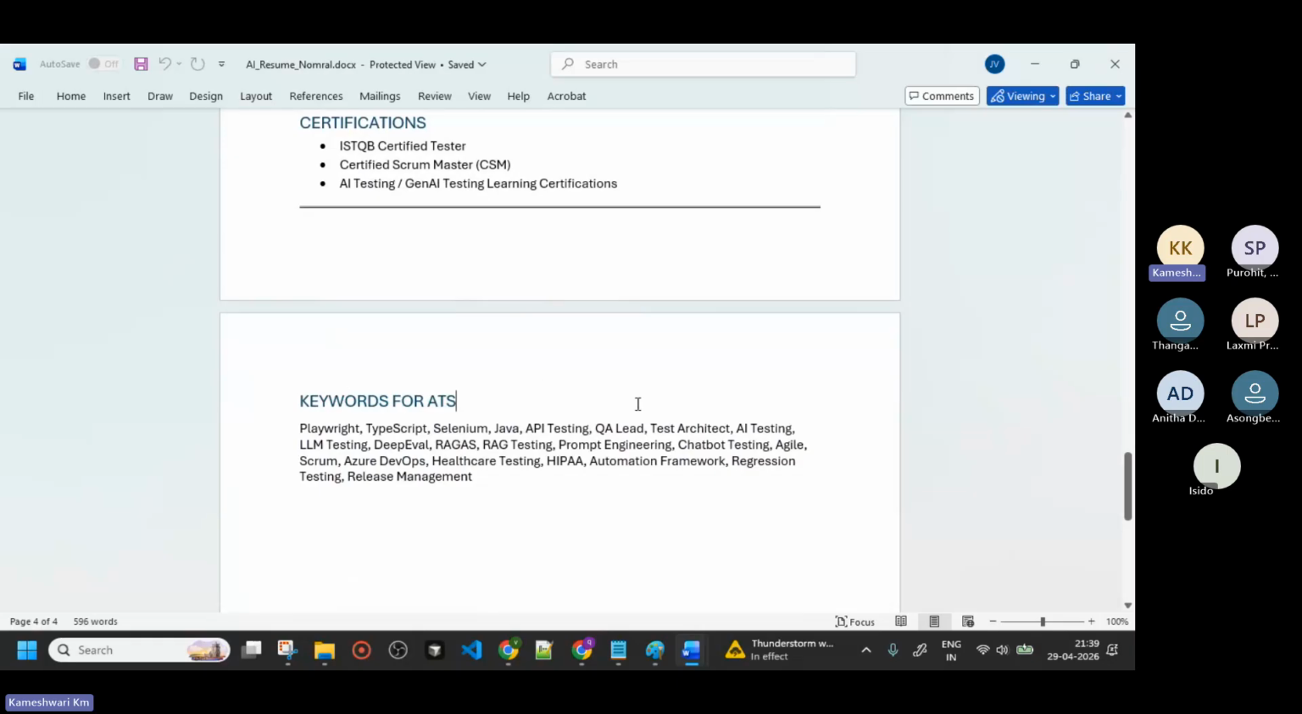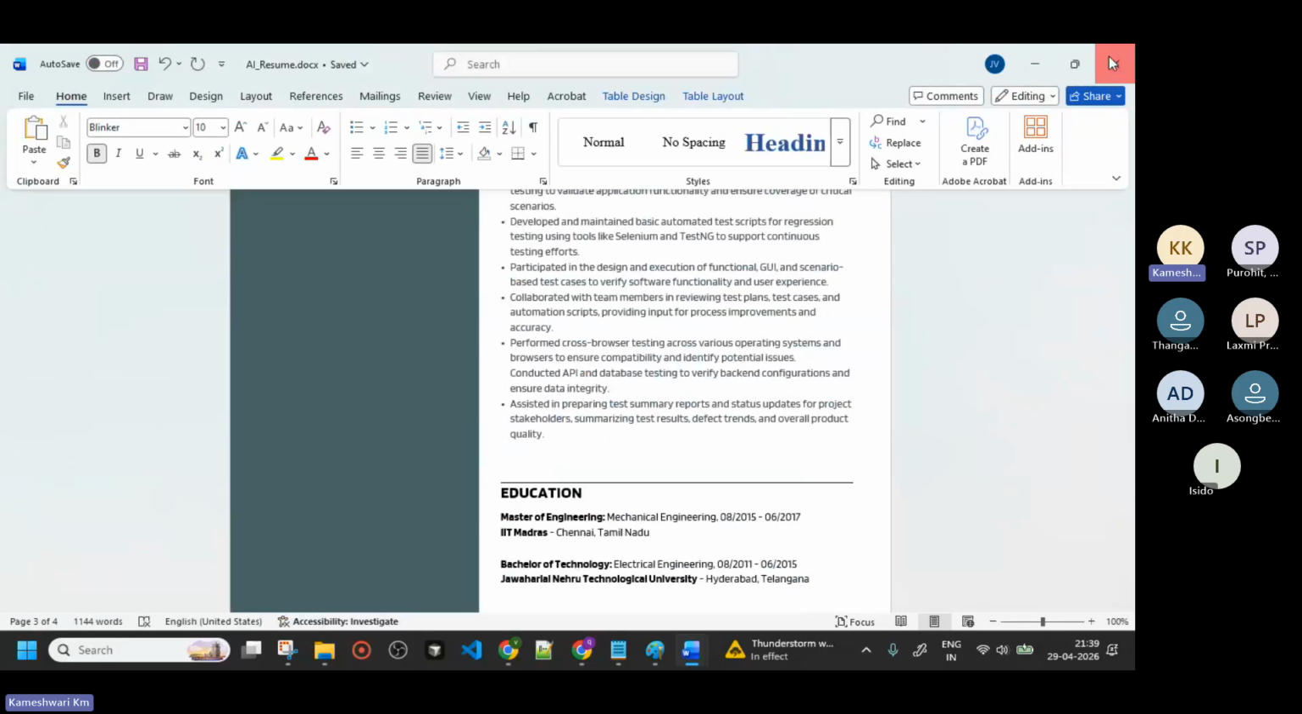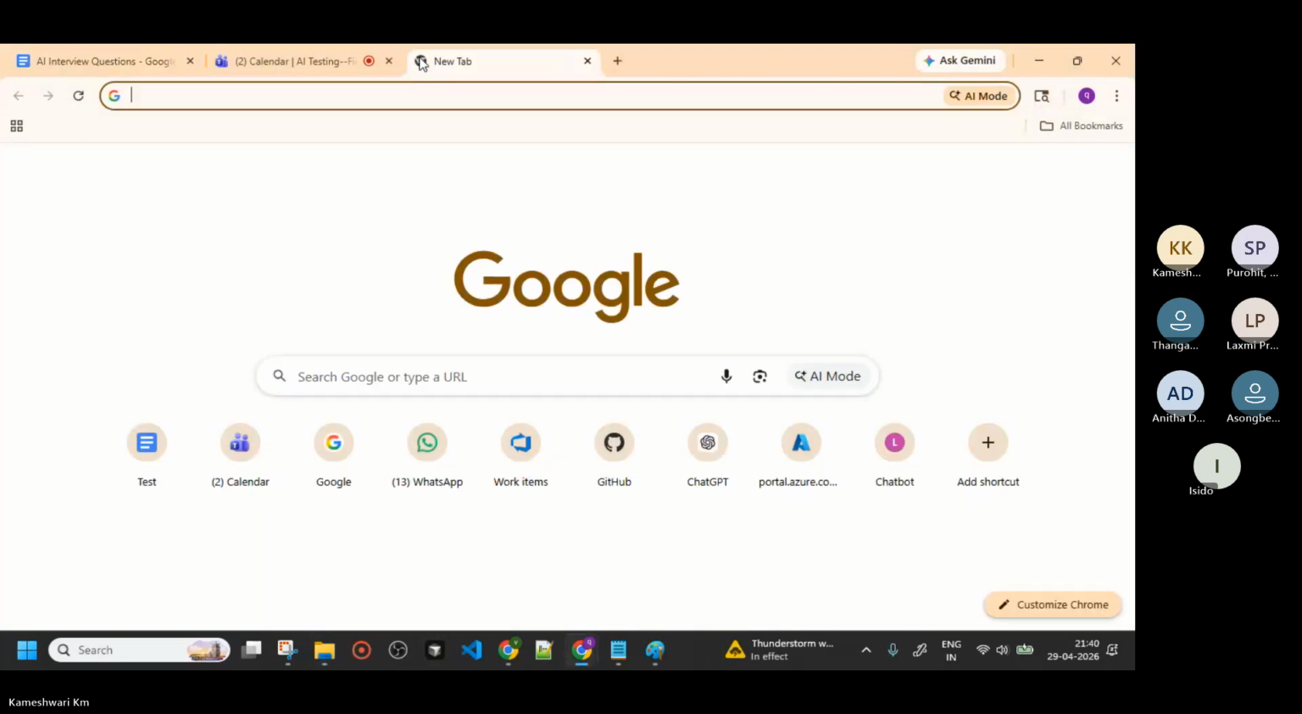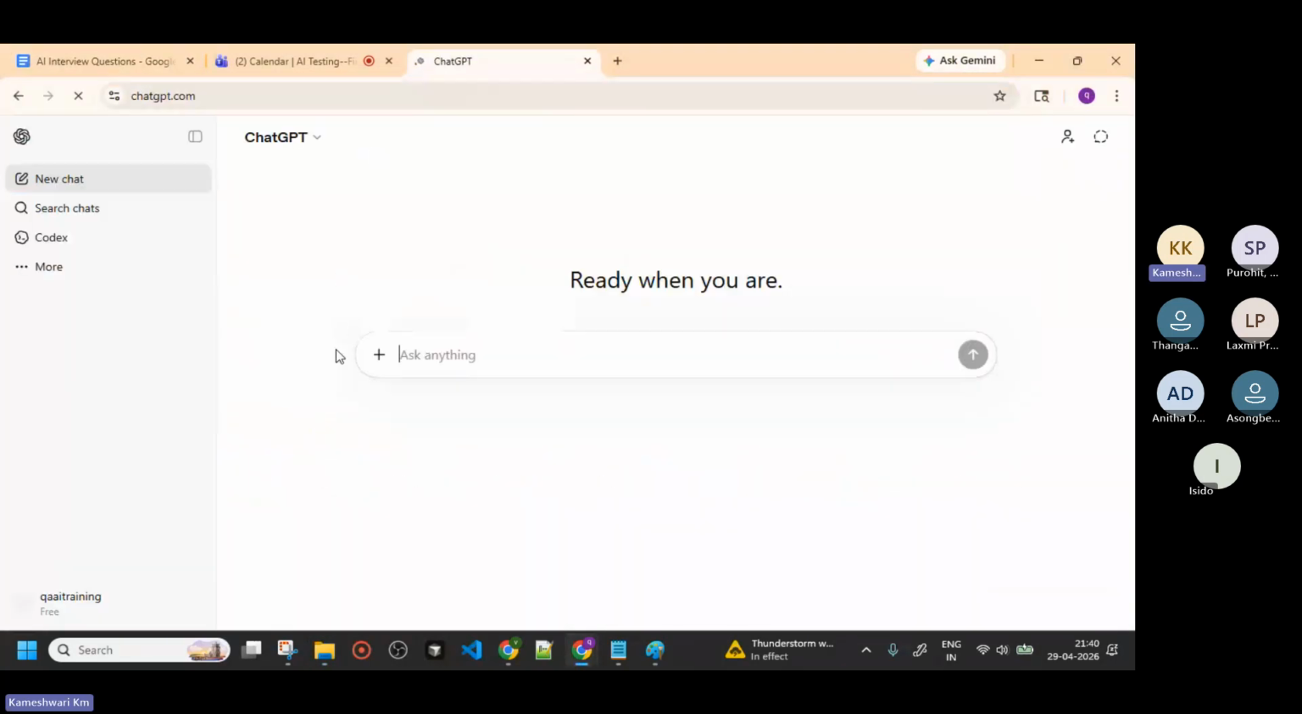So what exactly will you do? Once you have designed your resume, upload it into ChatGPT and ask for the score, how much score it is going to get. Let me show it here, so you will get a clear idea. So you have to do it multiple times.